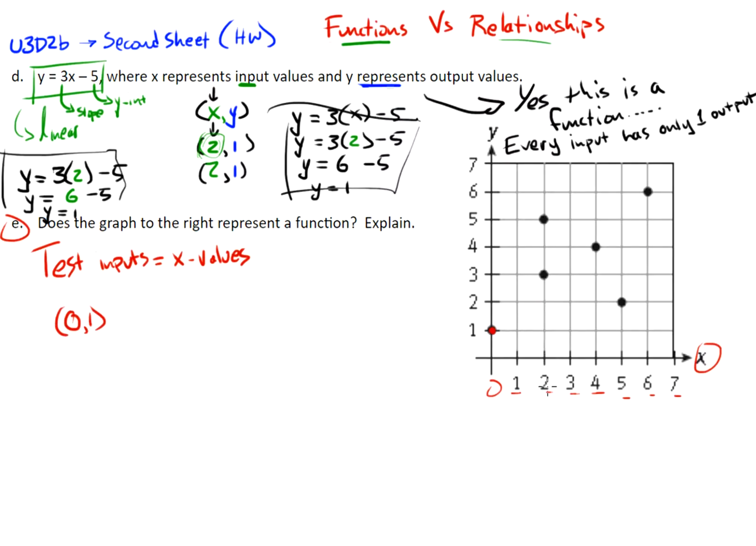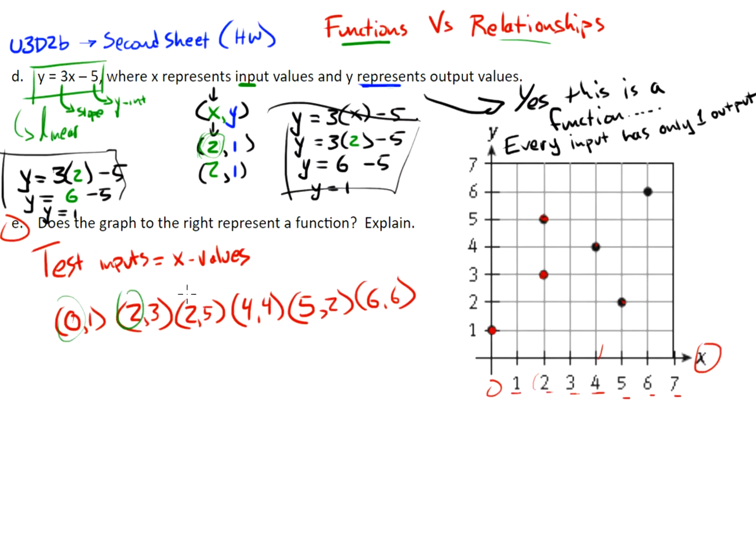At 2, I go up and I have 3. So I have 2, comma, 3. Do I have another one here? I go 2, comma, 5. And over here I have 4, comma, 4. And then 5, comma, 2. My last one is going to be 6, comma, 6. So the question here is we could test all my inputs.